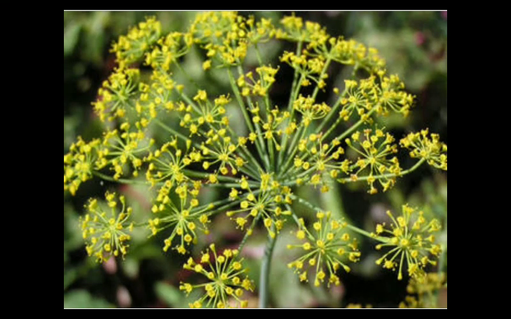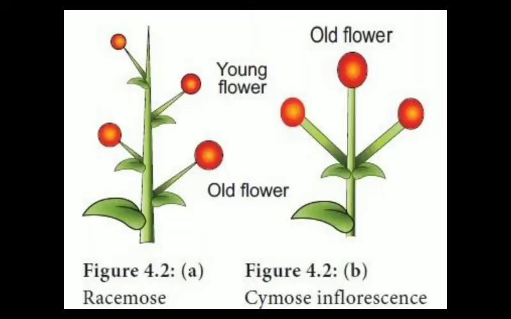So this is the diagram of cymose inflorescence. In cymose inflorescence, the tip of the floral axis terminates into a flower and new flowers develop. This is the basic difference between racemose and cymose inflorescence. In racemose inflorescence, you can see that this is the floral axis. This floral axis is of unlimited growth and new flowers are born laterally, and the arrangement of flowers is acropetal in nature.